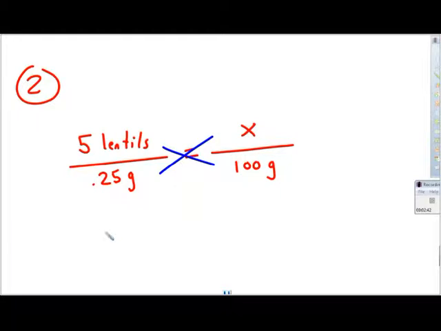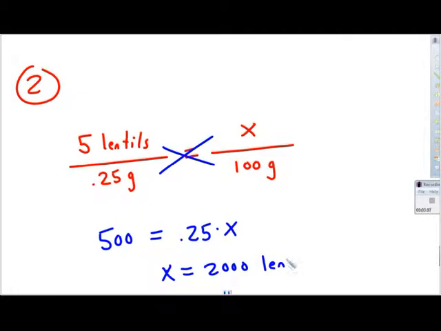5 times 100 is 500. So 500 is equal to x times 0.25. Divide both sides by 0.25 to get x by itself. And so 500 divided by a quarter is equal to 2,000 lentils. 2,000 lentils would weigh 100 grams.